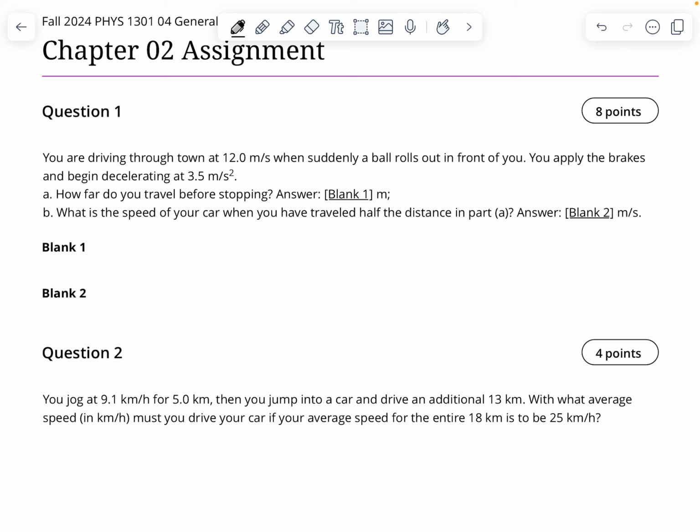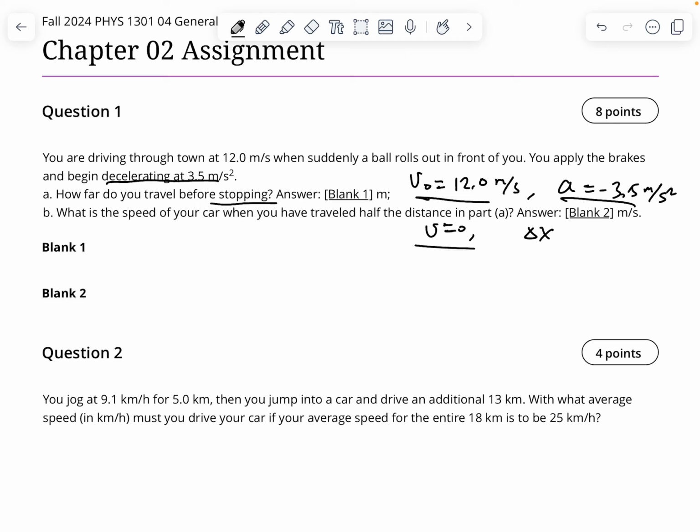All right, so here, what do we know? V naught equals 12.0 meters per second, and a is decelerating. Stopping means V equals 0, right? It asks about delta X, so this is very easy. We already know three quantities, so you can find any other quantity.